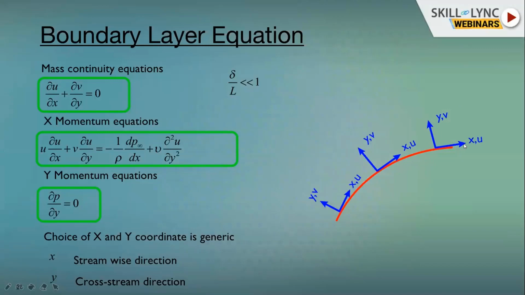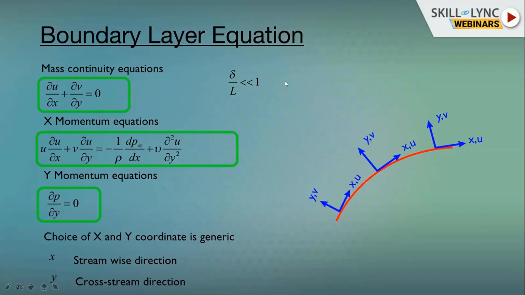If it is a curved surface, it's not that I have a static x coordinate or y coordinate. With respect to the plate, I can change my x coordinate, just like here the tangential component represents x, and the vertical component represents y. Here the coordinate also changes. Such a coordinate system is known as the streamline coordinate system, where x represents my streamwise direction. So this is my boundary layer equation, right?